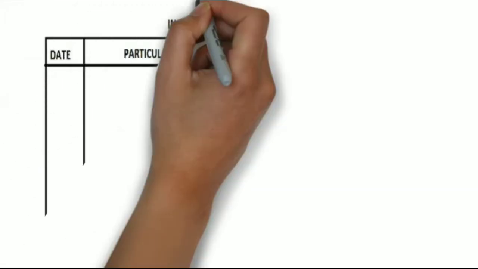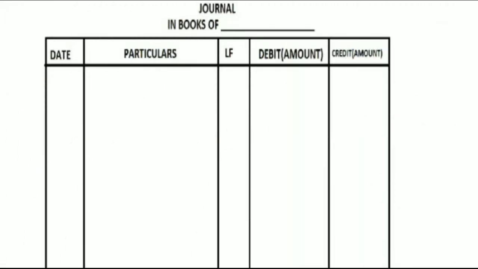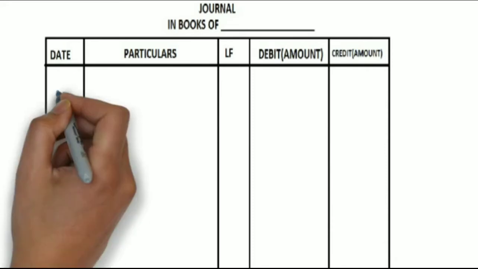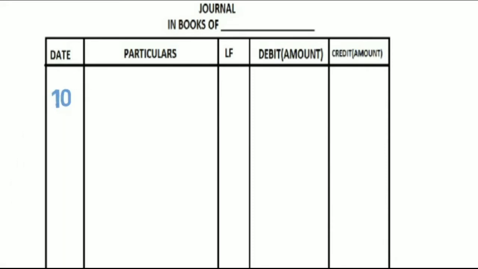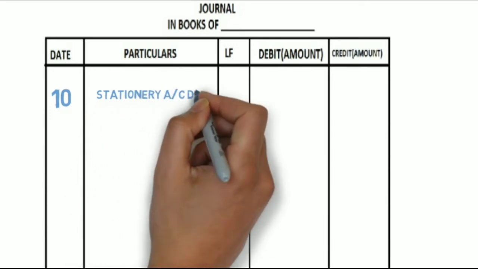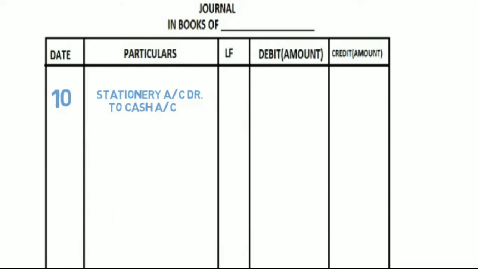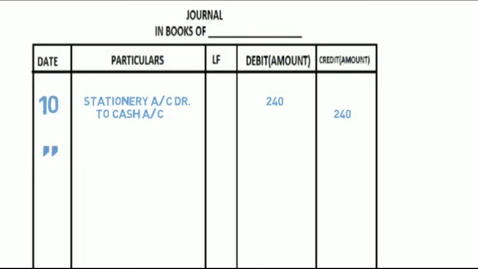And on 10th stationery article purchased for cash 240. So transaction affected here are stationery and cash. Our expenses have been increased and our cash has been decreased, so the journal entry will be stationery account debit to cash account 240. And on 10th receive goods returned by Ramesh.